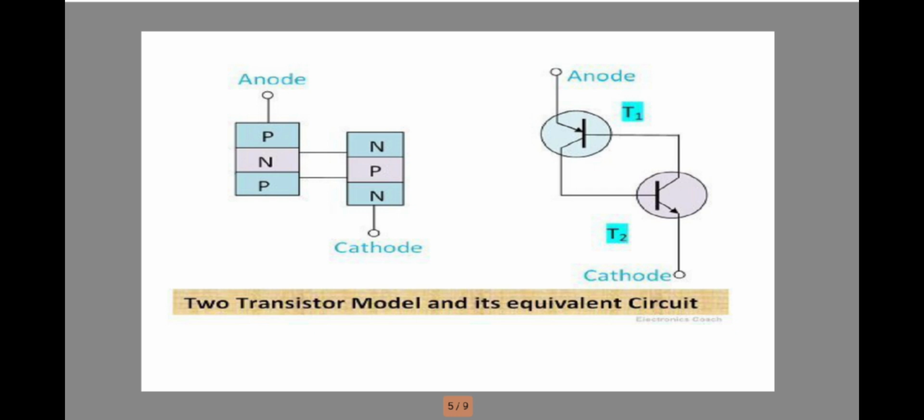When the diode is to be operated in forward biasing, then junction 1 and junction 3 are forward biased and junction 2 is reverse biased. The Shockley diode is operated in the forward bias mode only.